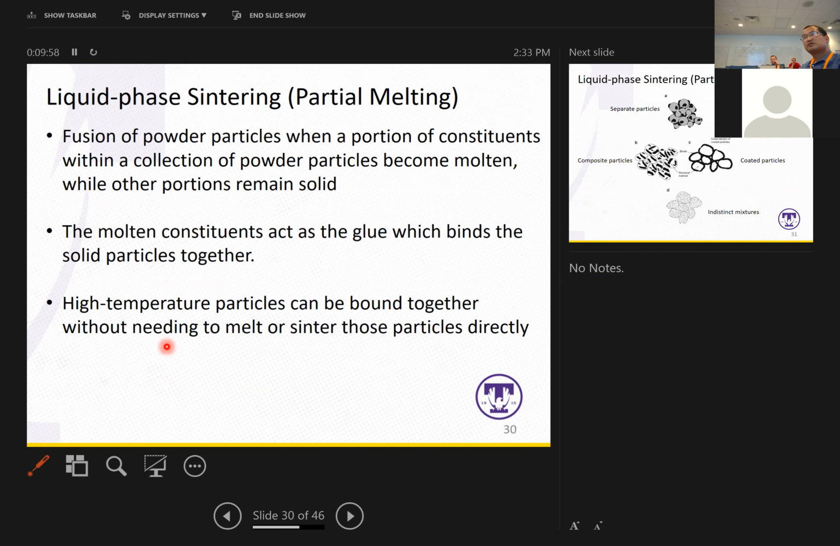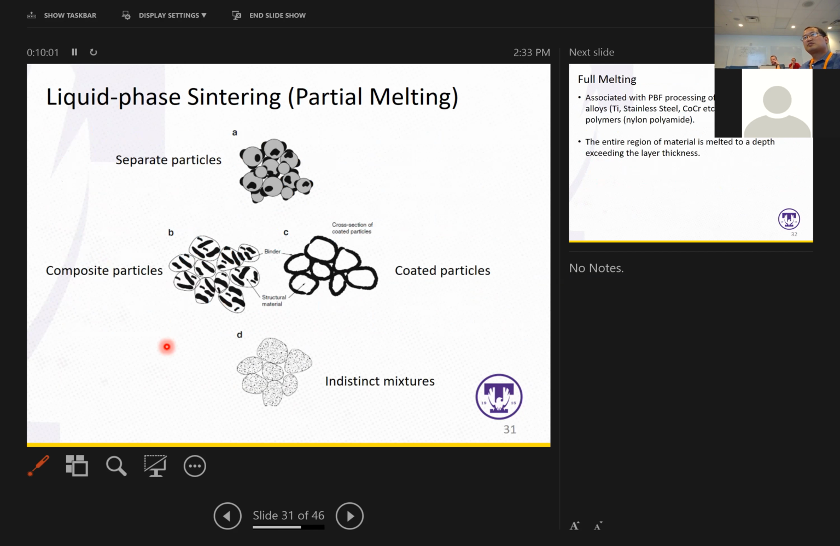All the same material. And you can see from this figure, here shows the original states of the particles. They are separate, right? And then you can see the composite particles, and they are coated onto these separate particles, and they got mixed together to bind each other, and that is the liquid phase sintering.